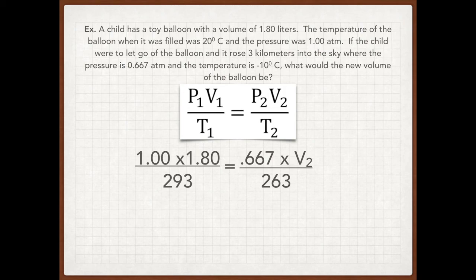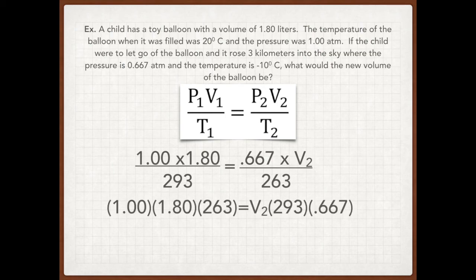So I'm going to cross multiply, so it'd be 1.00 times 1.80 times 263 equals 293 times 0.667 times V2. I'm going to divide both sides by 293, and I'm going to divide by 0.667. And what I end up getting for my V2 is 2.42 liters. Notice I have three significant figures because my volume and pressure both have 3 sig figs each. My temperatures, when I add 273 to them, they both have 3 sig figs. Notice my units for volume were in liters, and therefore my new volume is also going to be in liters.